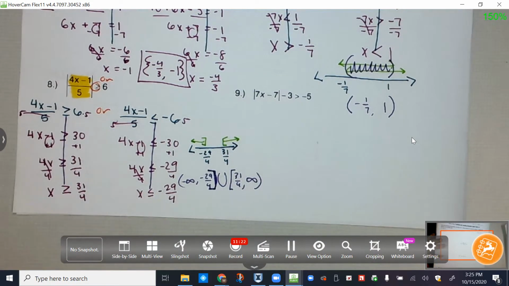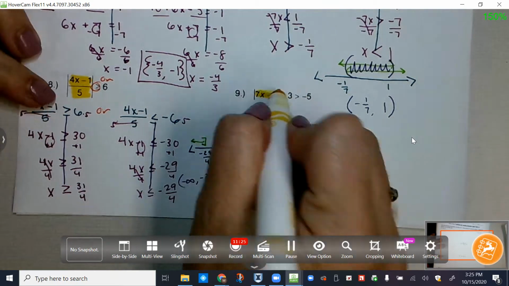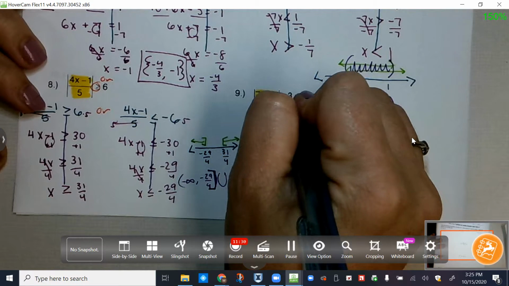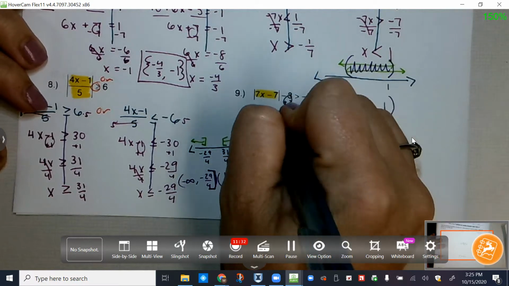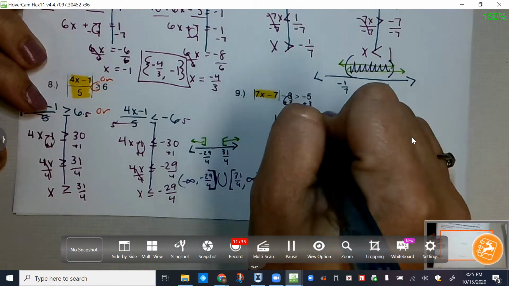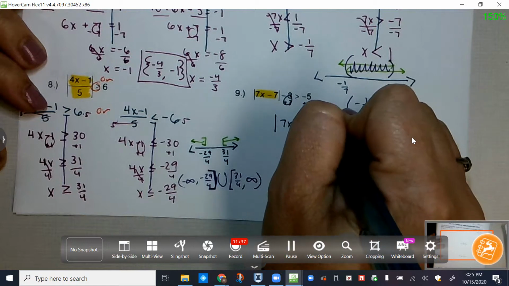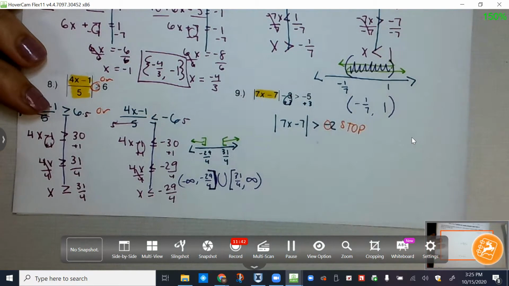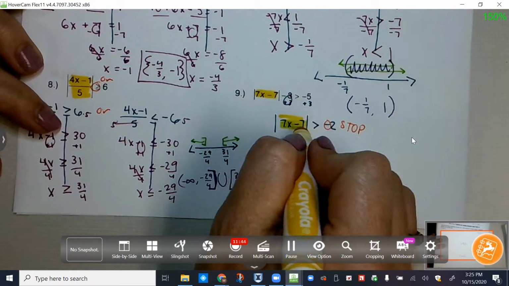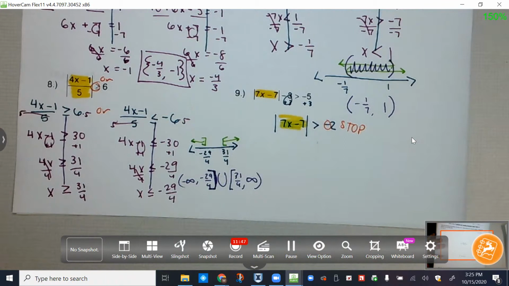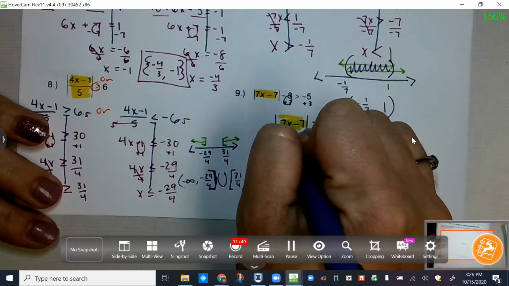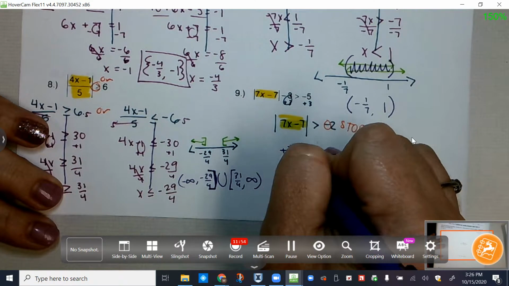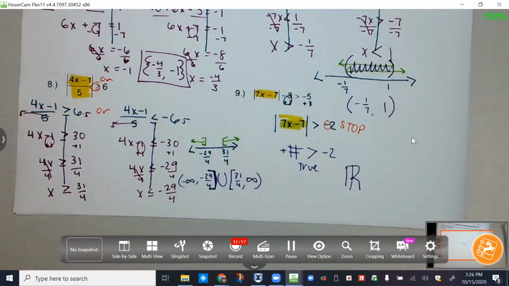Okay, now on this next one, this one does not have my absolute value alone. So I need to get it alone, and by doing that, I need to add 3 to both sides first. And I get the absolute value of 7x minus 7 is greater than negative 2. So again, we have a negative, so we stop. Okay, my absolute value is alone, so I am allowed to look at that now. So this tells me that my positive number is greater than a negative 2, which is true. So it's all real numbers.